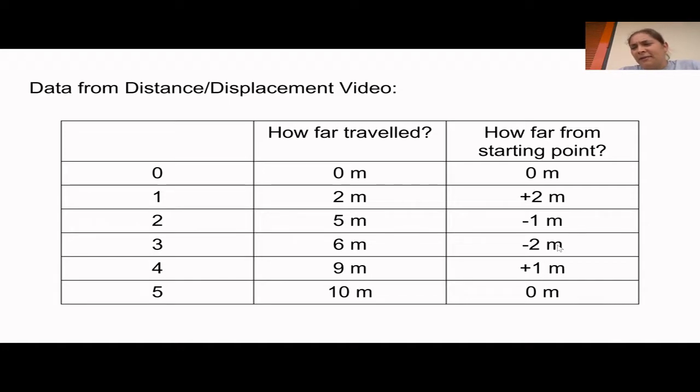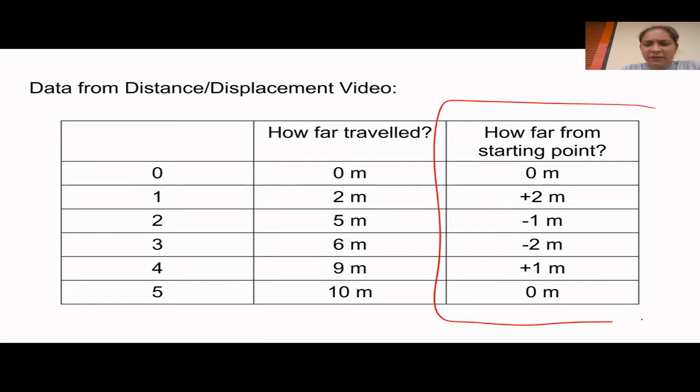This is the data from that video on distance and displacement itself whenever you saw me going back and forth in the courtyard. So instead of really worrying about all of this data, all we're going to do is focus here, how far from the starting point, because this is our displacements, or actually it is our positions. Where are you from starting point? That would be your position.